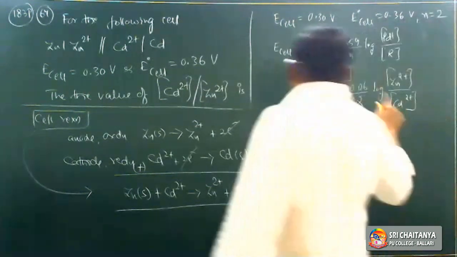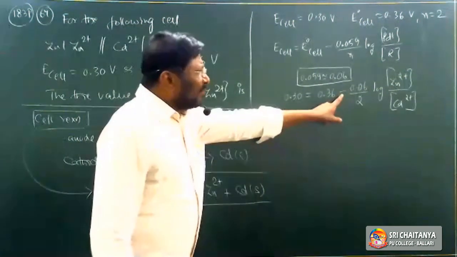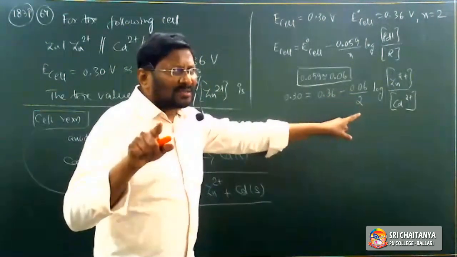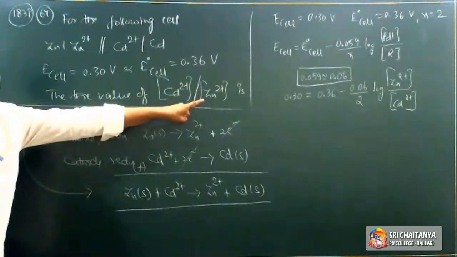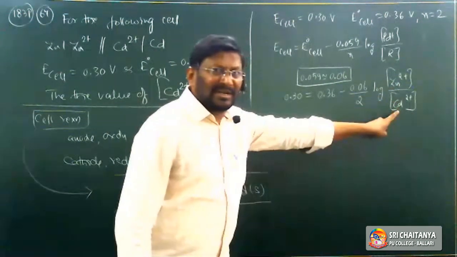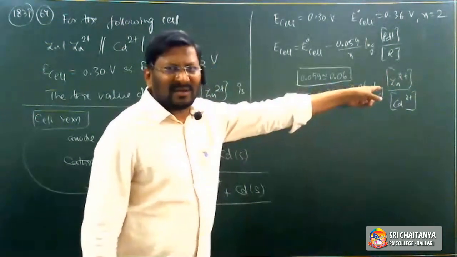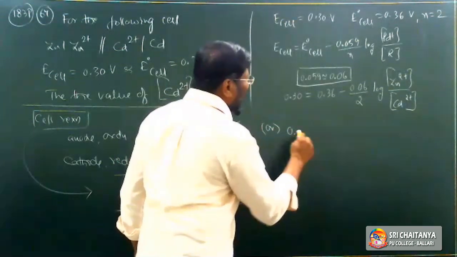Okay, then next one. See, another one. Remember, here the minus sign is there. So, what is the answer you want? You want to have Cd2+ by Zn2+. But here it is Zn2+ by Cd2+. Let me write plus. This will be reversed, is it not? So, see, or we can say 0.30.